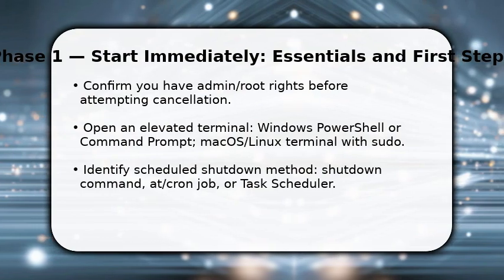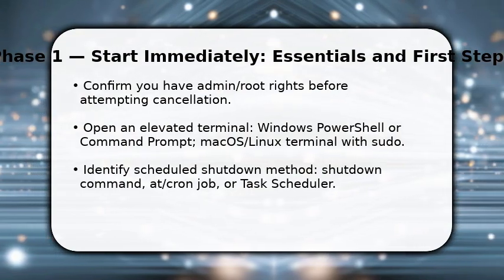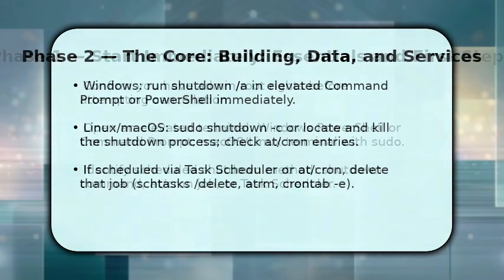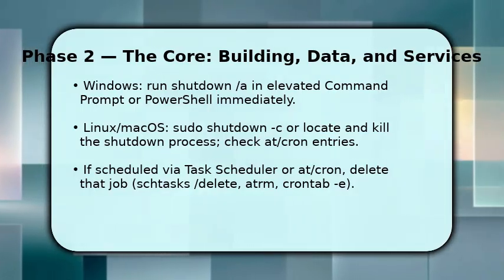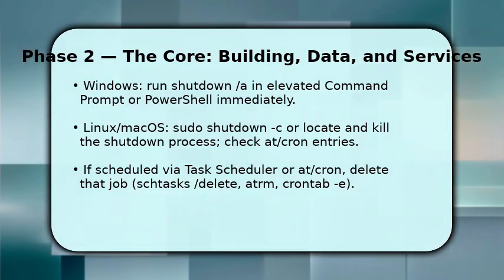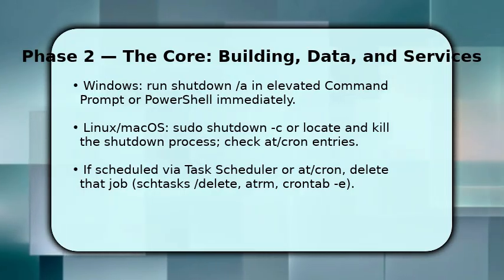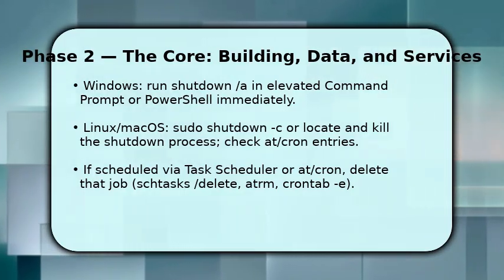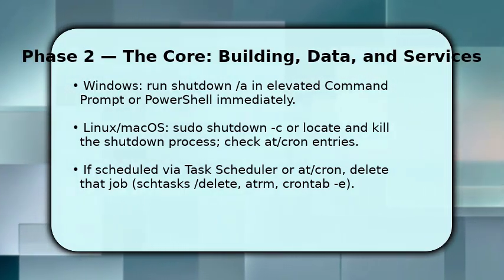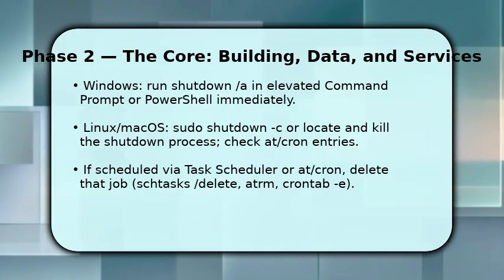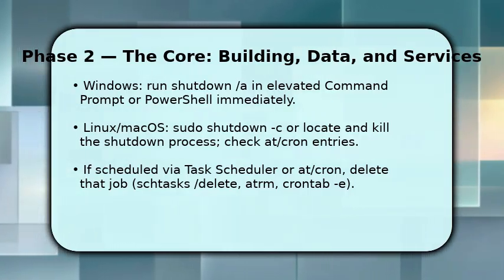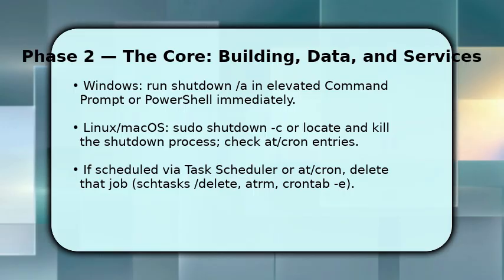Move to the cancellation step immediately. You will cancel the active countdown now. On Windows, type shutdown /a in the elevated shell. That aborts pending shutdowns immediately. On Unix-like systems, run sudo shutdown -c if available, or find the shutdown PID with ps and kill it with sudo kill PID. Once done, remove any at or cron job triggering it.